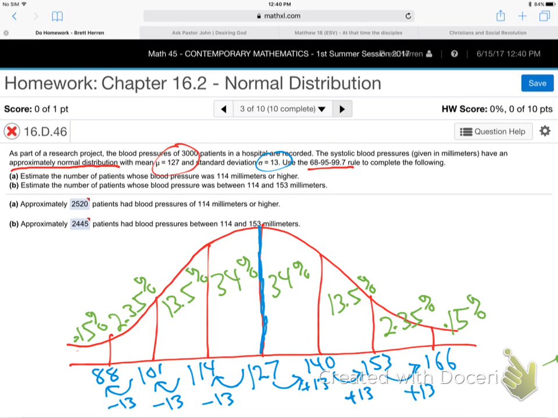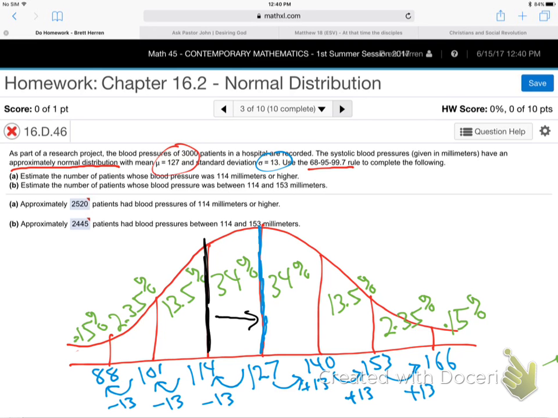Estimate the number of patients whose blood pressure was 114 or higher. The 114 is not a percentage, so I'm looking at the bottom, and there it is. So they're saying, how many are 114, right here on this line, or higher? Which way is higher, right or left? To the right. So how many are from the 114 line to the right?